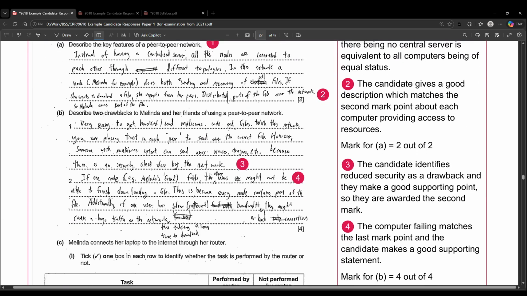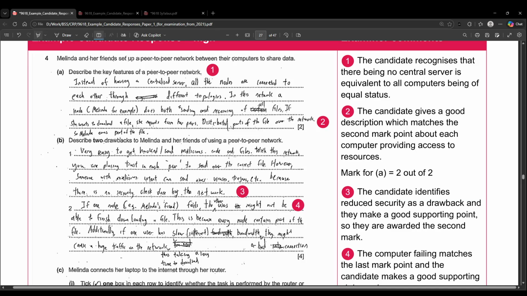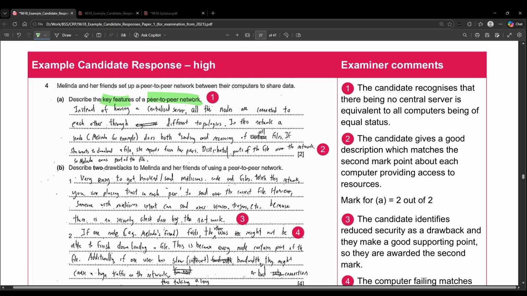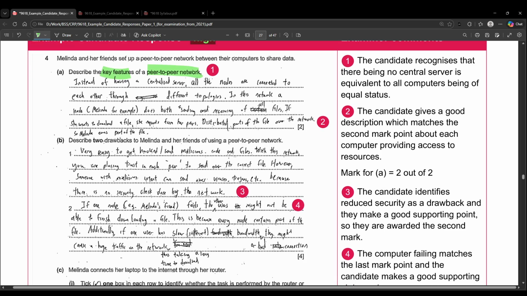Then we move on to a bit more wordy questions and answers. Okay, so the question is saying describe the key features of a P2P network. Now this is somebody who got high marks. So let's see what they have done.